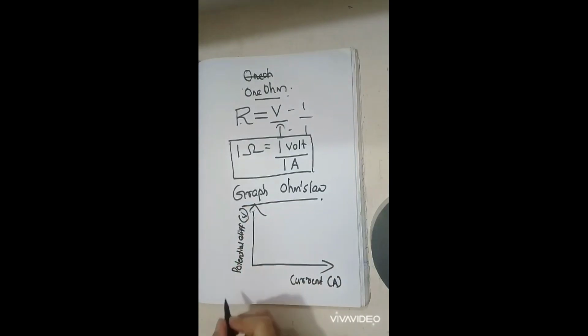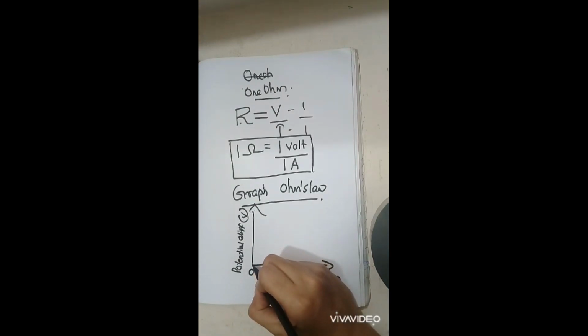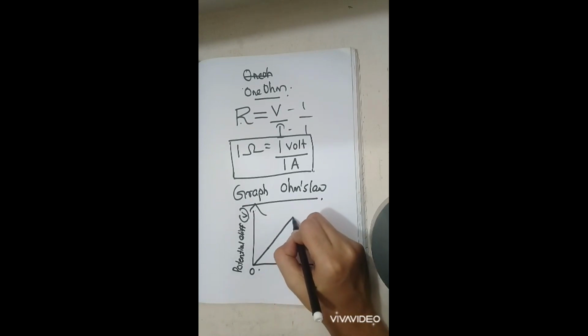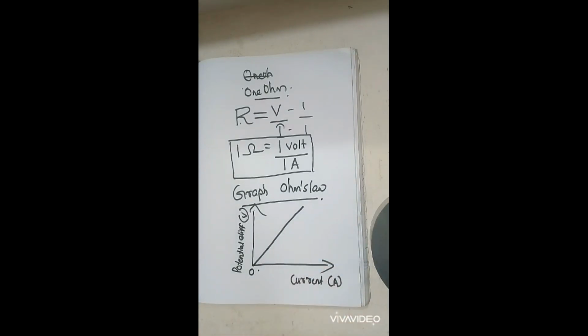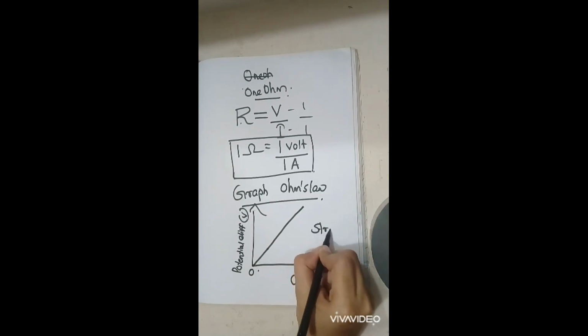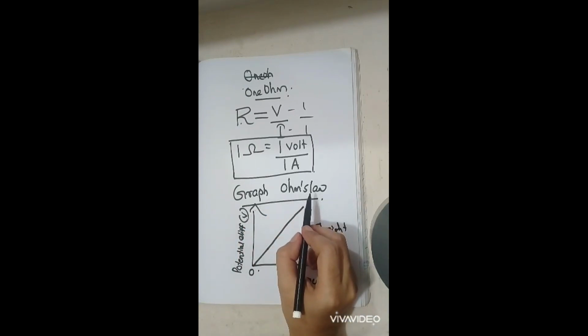V. It is here 0. According to Ohm's law, the potential difference is directly proportional to the current flowing through it at a constant temperature. That is, as potential difference increases, the current also increases. So, the graph of Ohm's law will be a straight line. It is very important. The graph of Ohm's law will be a straight line.